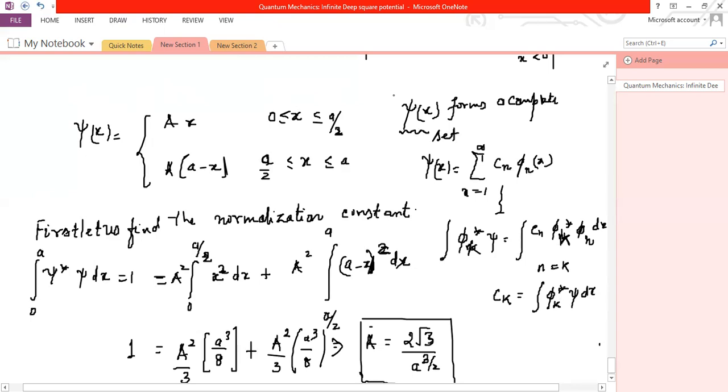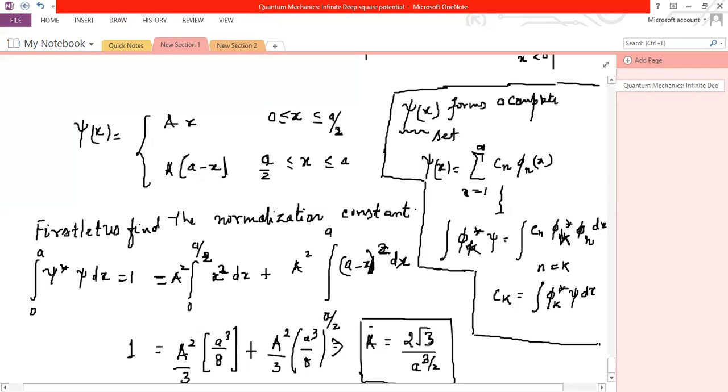This particular trick I've already taught you many times. And this particular trick you'll also find in most of the special functions. Let's say in Fourier series you'll find, even in Legendre's polynomial also, because you know that the Legendre's polynomials also form a complete set.